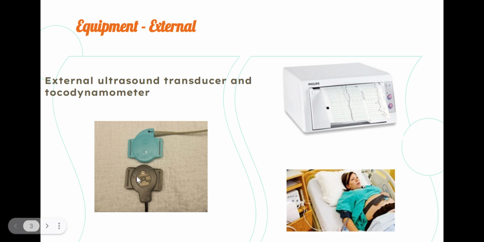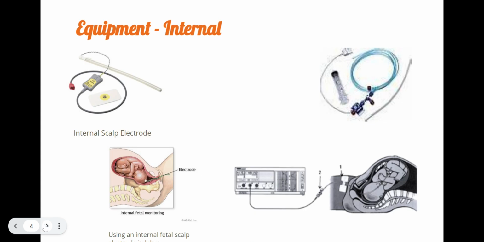And then you have a TOCO dynamometer that measures uterine activity. It has a pressure sensitive button. It can tell us when contractions happen. It can tell us how long they last. It cannot tell us about intensity. So we'll talk about that when we get closer to monitoring uterine activity.